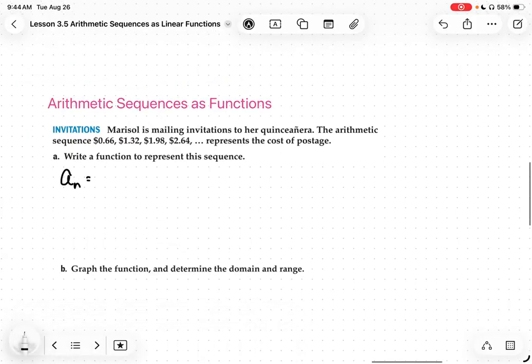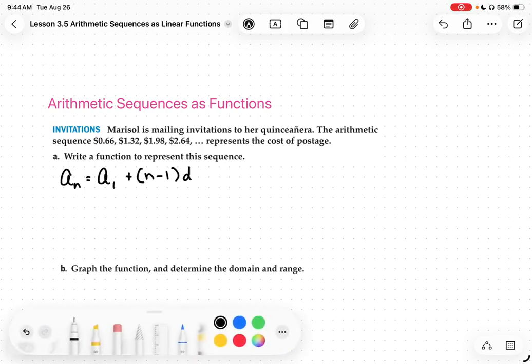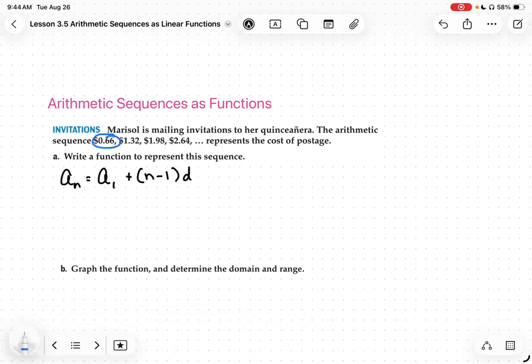Our function looks like this as usual. And the two things we need to know are d, the common difference, and a sub 1, the first term. Well, a sub 1 is easy. The problem gives it to us. It's 0.66.